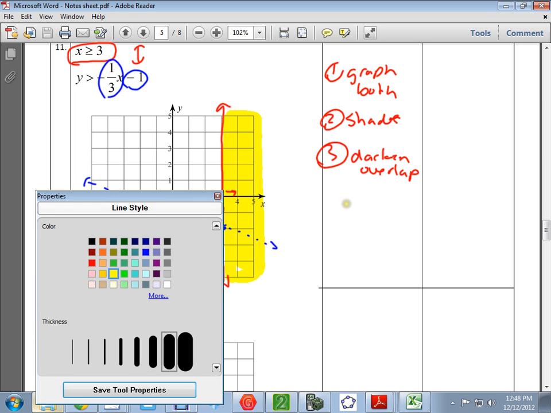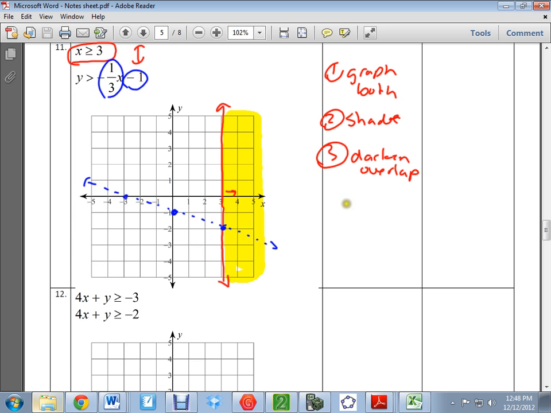But what about shading? What part of this gets shaded in? How do you know it's above? Because greater than tells you that it's above, so this side is what's getting shaded in. So since that side gets shaded in, what is the answer to this? Where is the answer found? The area where both of them shaded is in this area right here, where it's kind of greenish on my screen here. That's where the actual answer is.